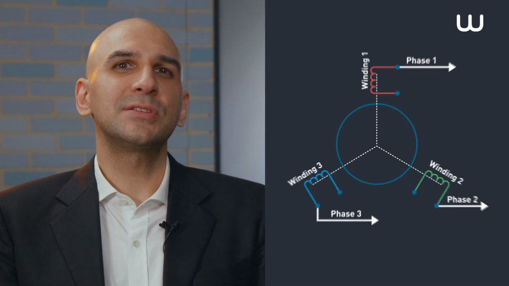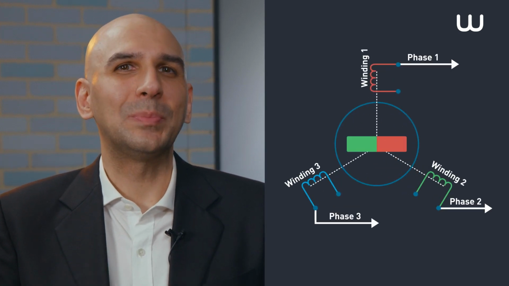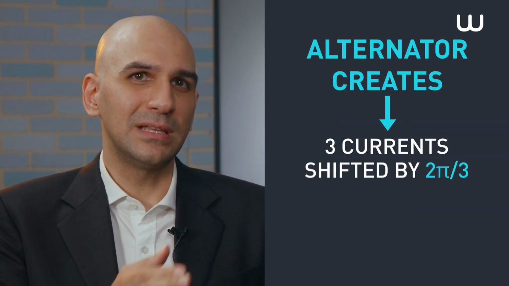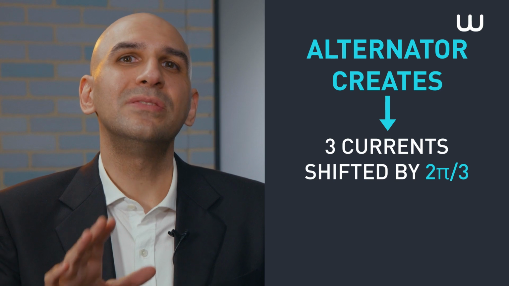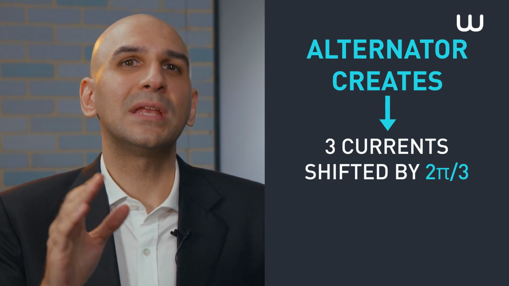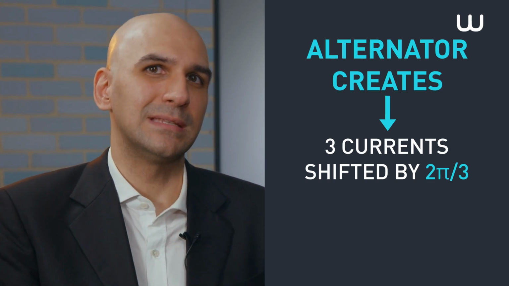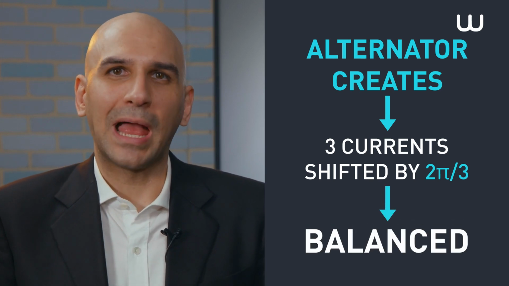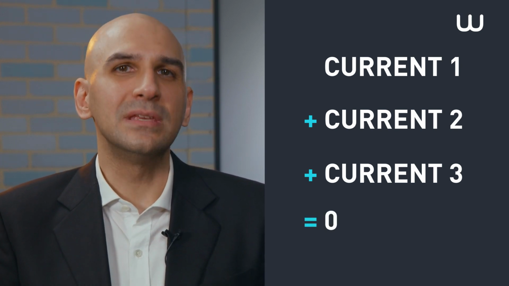What you need to remember about three-phase alternating current. A magnet rotates around an axis, and 3 windings are placed 120 degrees apart from one another. A three-phase alternator creates 3 single-phase alternating currents with the same magnitude, shifted by 2 pi over 3 radians. The system is called balanced. At any given time, the sum of the 3 alternating currents within the same alternator is equal to 0 amperes. This is the neutral.